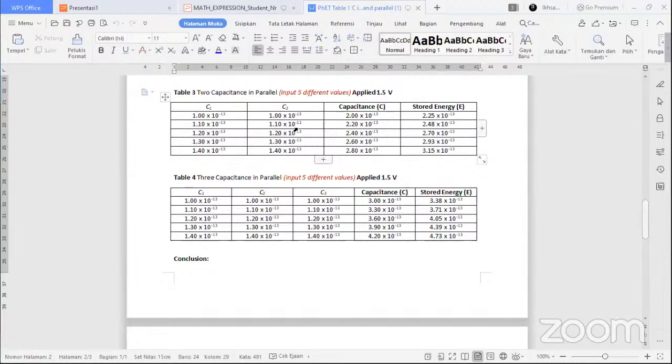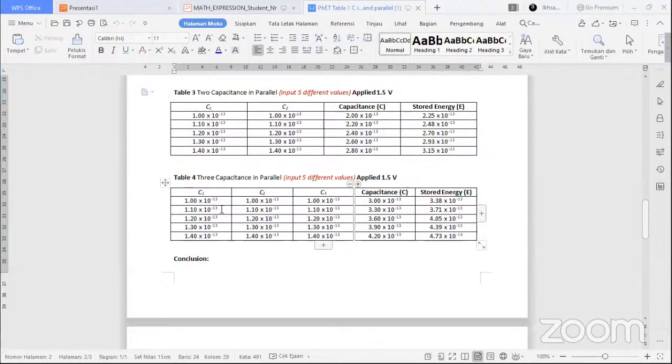And the last is 1.4 times 10 to the power minus 13. The capacitance is 2.8 times 10 to the power minus 13. And the stored energy is 3.15 times 10 to the power minus 13.